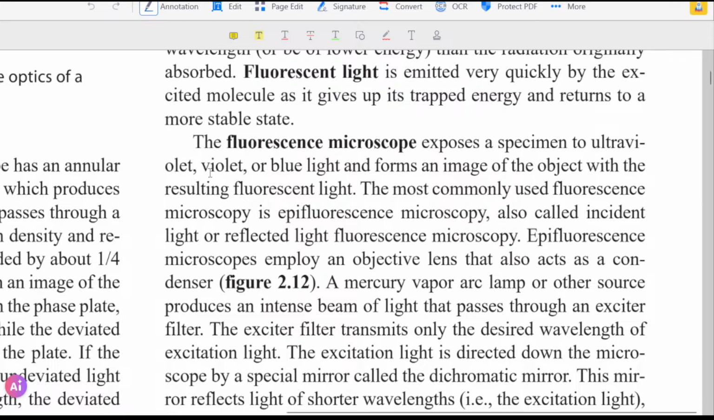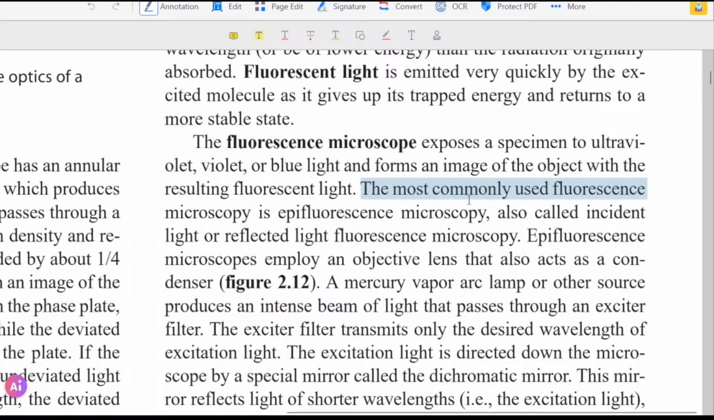So in this case, violet or blue light has the lowest wavelength and the highest energy, or you can give them ultraviolet because it has even smaller wavelengths than the violet or blue light. It is out of the visible range of light and it has higher energy, so it forms the image because the objects take that energy and instantly release it back, and then the released light, we capture it and we form an image out of it.